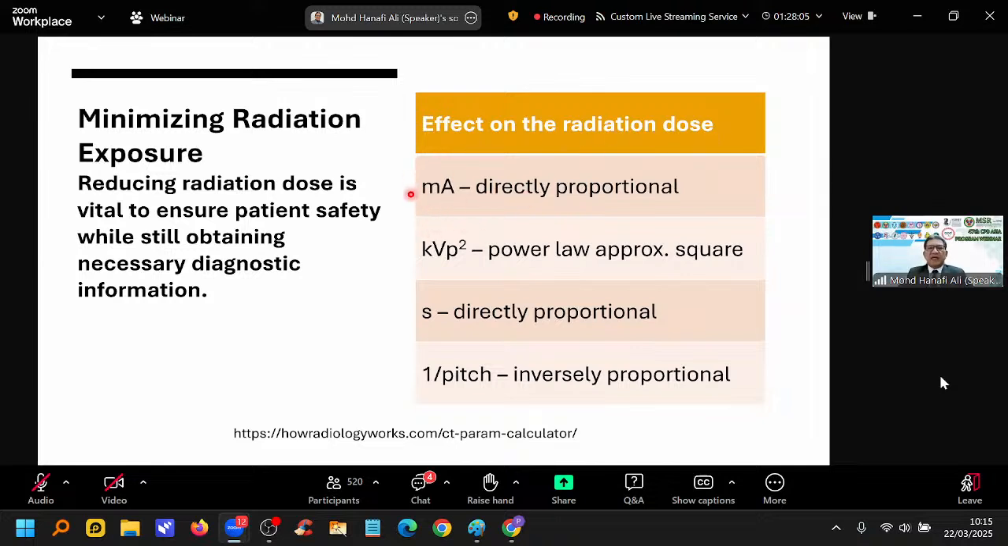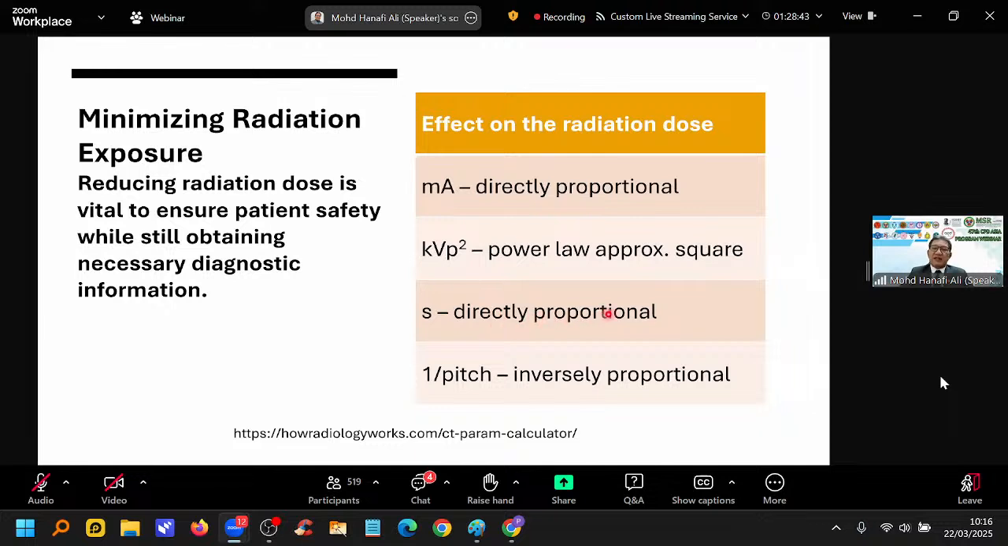Of course, mA is directly proportional. Increasing the mA will increase the radiation dose. kVp is something we have to calculate a little bit, but with a little bit higher kVp, there is more penetration and less radiation absorbed by the patient, so consider that a lesser radiation to the patient. But we also have to consider scatter: low kVp will contribute more scatter.